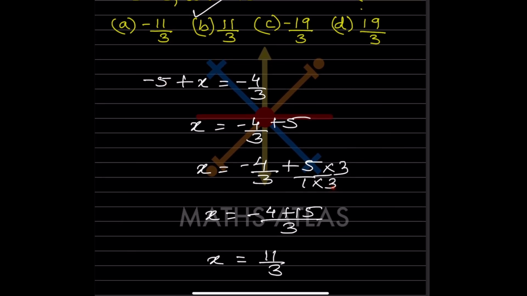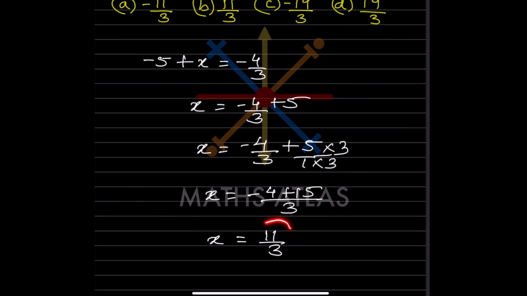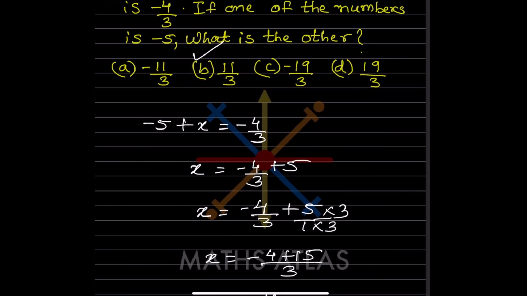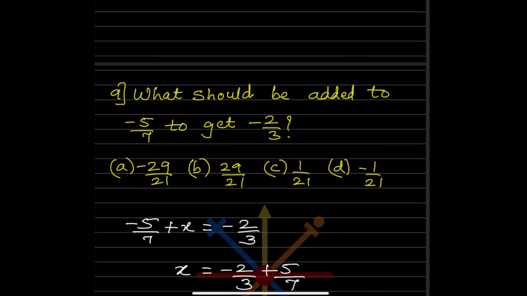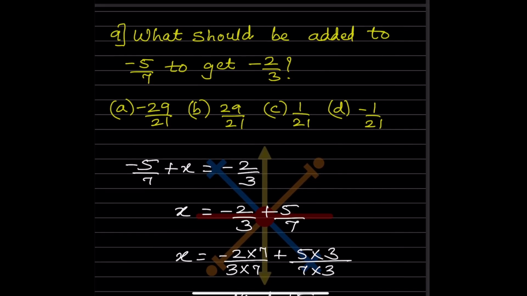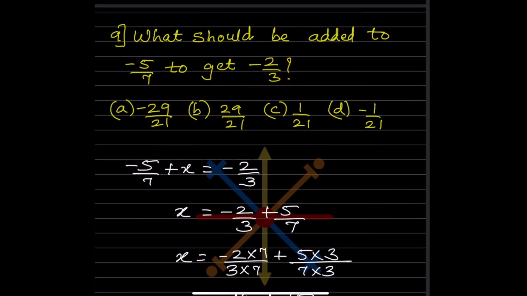So when you solve this, other things are easier. You just have to take the LCM. So the other number is 11 by 3. What should be added to minus 5 by 7 to get minus 2 by 3? Again, this is what should be added?